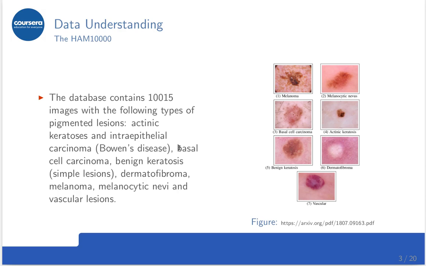Data understanding. The database used in the experiments contains 10,015 images with the following types of pigmented lesions. The database was offered by Harvard Dataverse.